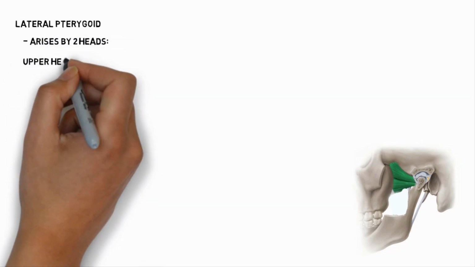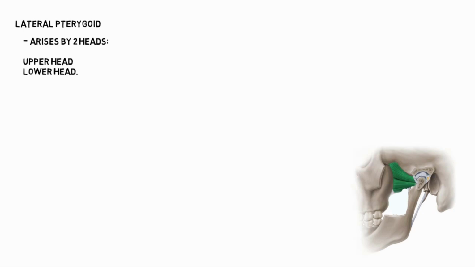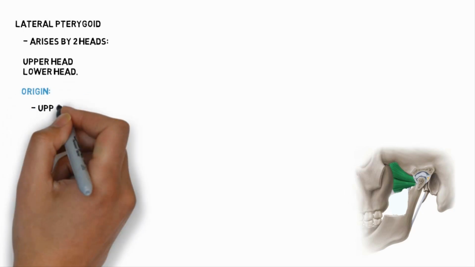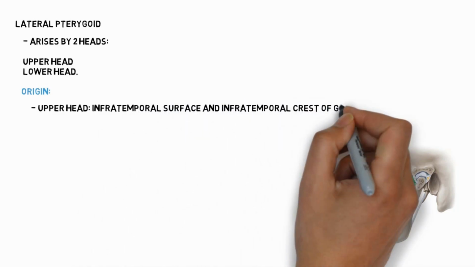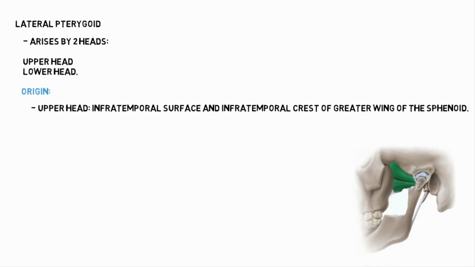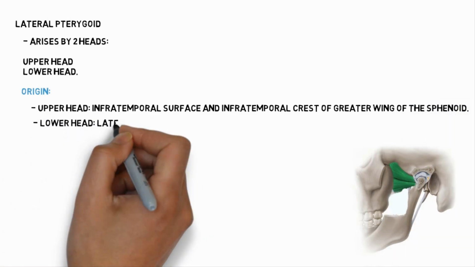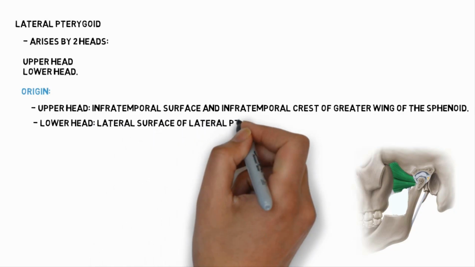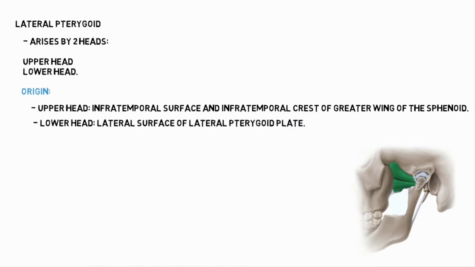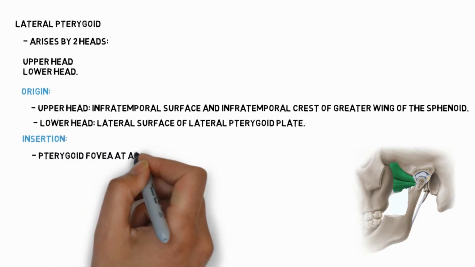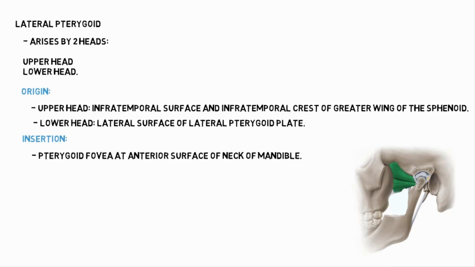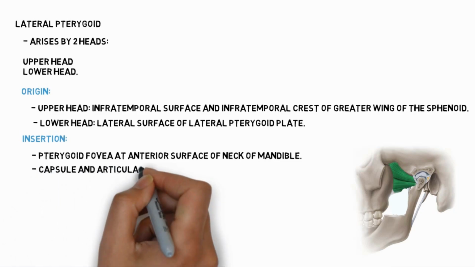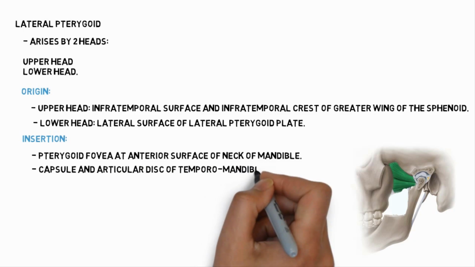It arises by two heads, upper head and lower head. Coming to the origin of lateral pterygoid, the upper head originates from the infratemporal surface and infratemporal crest of the greater wing of the sphenoid. The lower head originates from the lateral surface of the lateral pterygoid plate. Coming to the insertion, lateral pterygoid muscle is inserted at two places. First one is the pterygoid fossa at the anterior surface of the neck of the mandible. Second one at the capsule and articular disc of the temporomandibular joint.